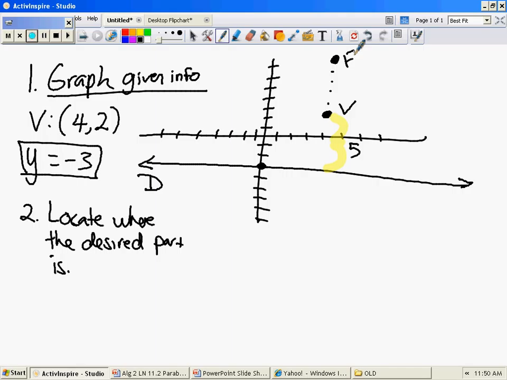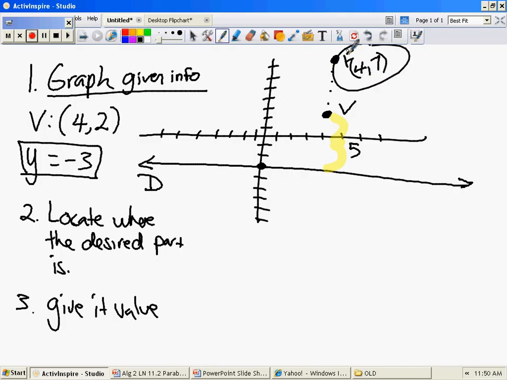So we've located where the desired part should be. But now we need to give it some numbers, and that's step 3. So give it a value. So what did you say, Sam? 4, 6. Let's see how we're doing. Over 4, up. Let's find out how far up it is. 1, 2, 3, 4, 5, 6, 7. It's over 4, up 7. And there it is.